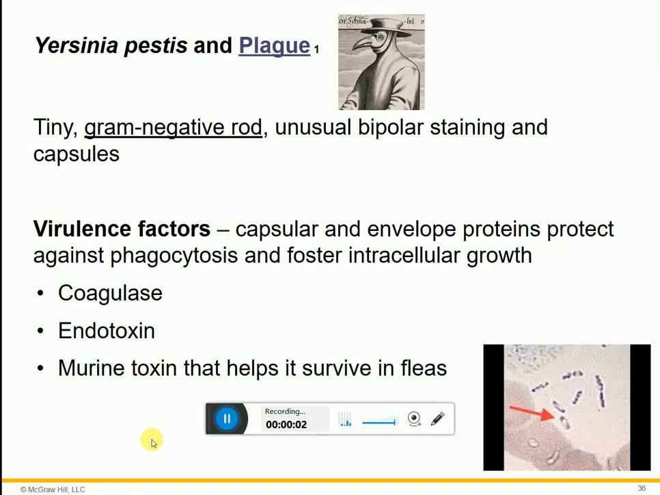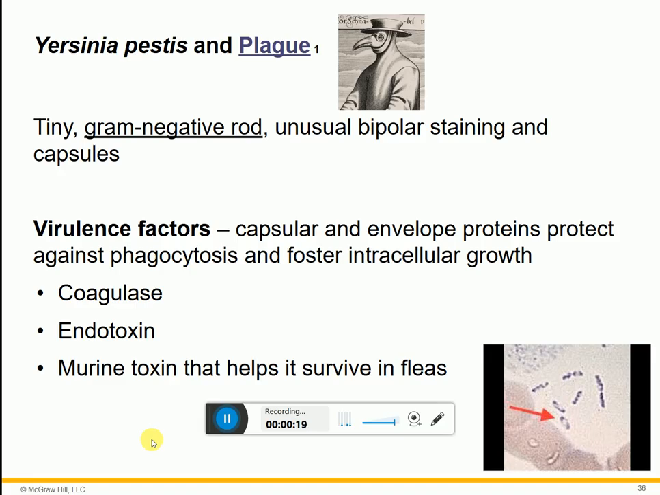Now, the last part of the chapter, we'll talk about two different bacteria. Those are Yersinia and Haemophilus. So the first one is Yersinia. We're going to be discussing Yersinia pestis. That is the bacteria that causes the plague. It is a gram-negative rod.